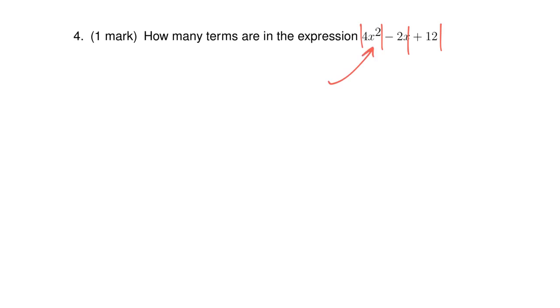So my terms in this case are 4x squared, negative 2x, and plus 12. They are each of the terms in this expression. There are, in fact, 1, 2, 3 of them. So there are 3 terms in this expression.